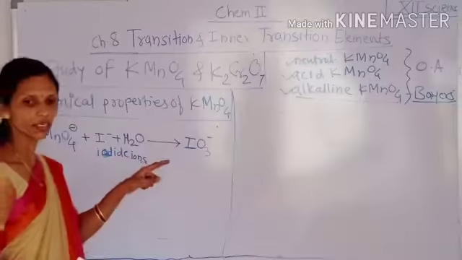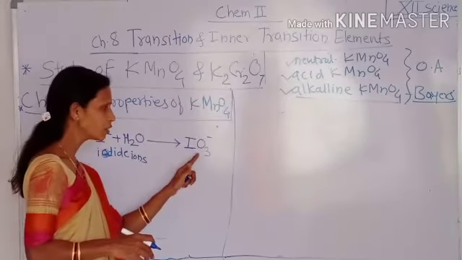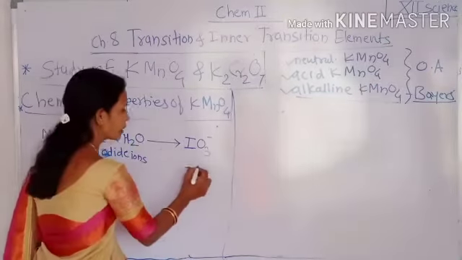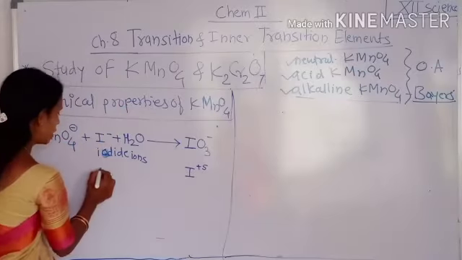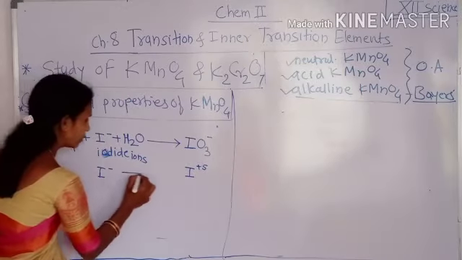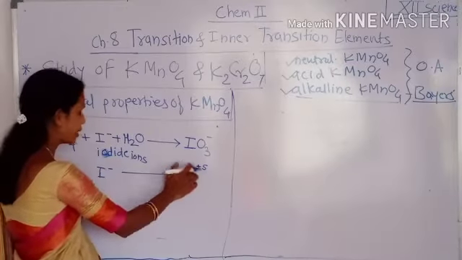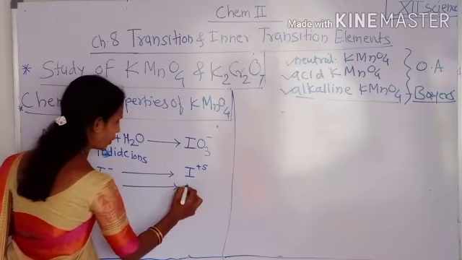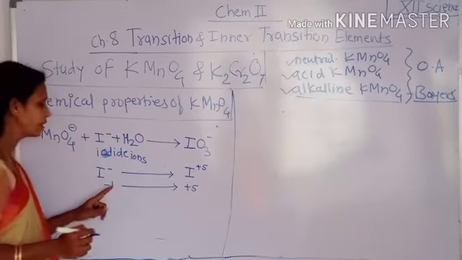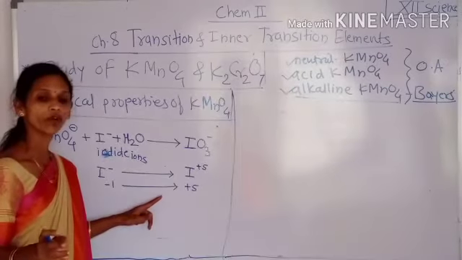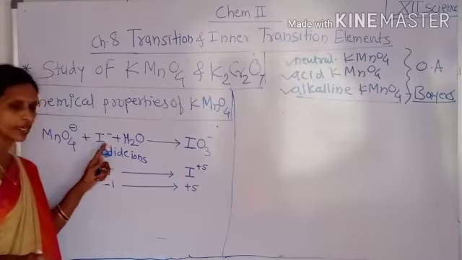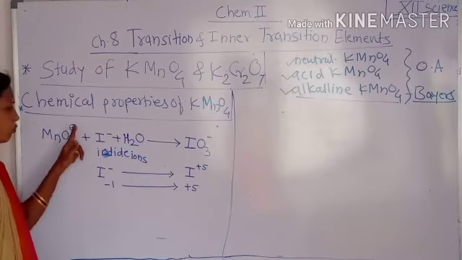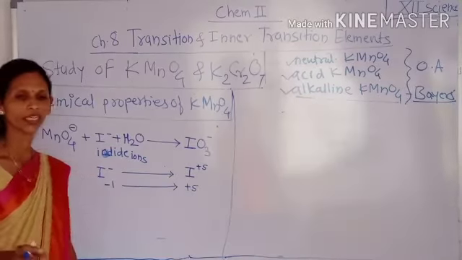That means here, in IO3 minus ion, iodine has an oxidation state of +5. So I minus ion is converted into +5 iodine, that is from -1 oxidation state to +5 oxidation state of iodine. That means the oxidation state of iodine increases. It indicates that I minus ion, the iodide ion, undergoes oxidation due to the MnO4 minus ion, that is potassium permanganate, in neutral medium.